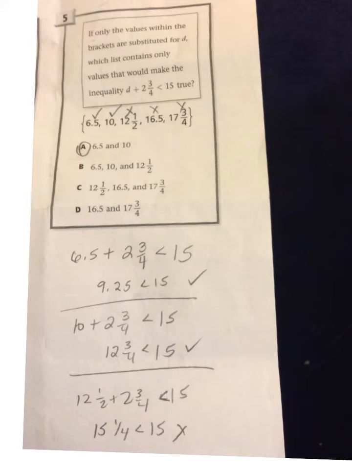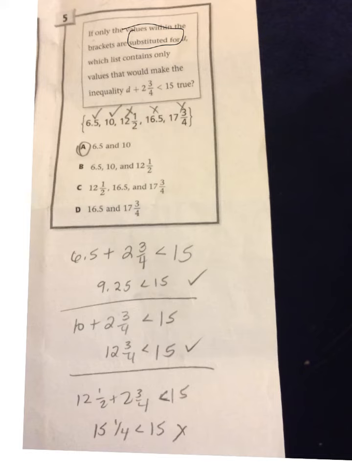Question number 5 says, if only the values within the brackets are substituted for D, which list contains only values that would make the inequality D plus 2 3/4 is less than 15 true? Some keywords there are substituted, which means I'm going to plug in those numbers in for D. Each of the numbers they give me, I'm going to plug in for D. And we're looking for numbers that are going to make the inequality true. So we want answers that are going to be less than 15.